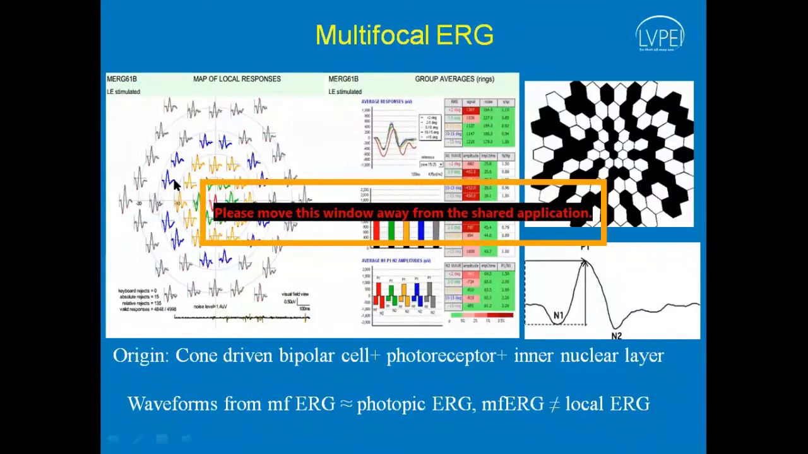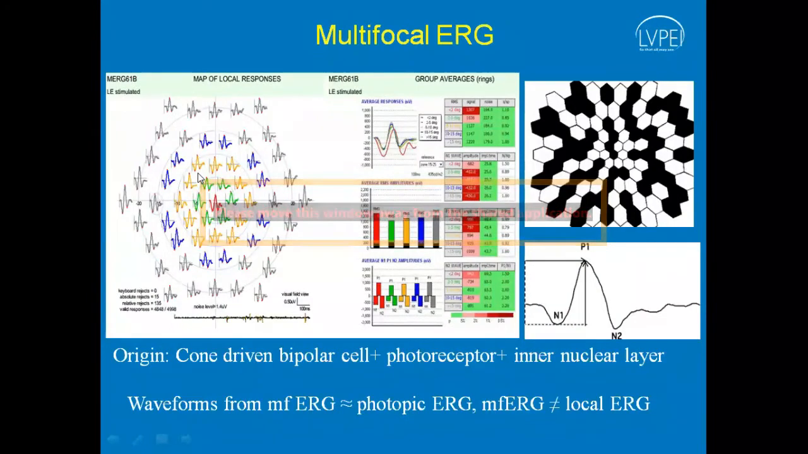Multifocal ERG, depending upon the number of hexagons that we use, can show a topographic array of responses, and it originates from the cone-driven bipolar cells and photoreceptor cells. So it's done in the light adapted condition. Again, it needs subject cooperation and good visual acuity for fixation at the target.